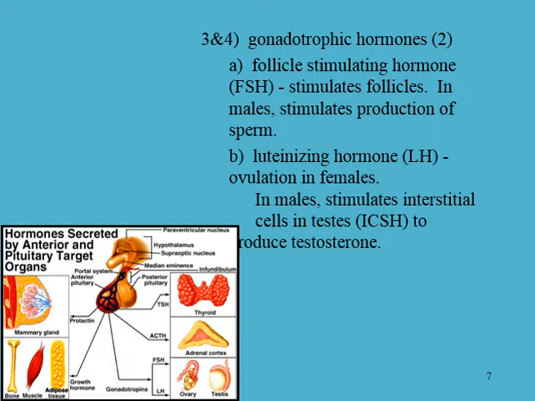In males, it stimulates specialized cells called the interstitial cells of the testes to produce testosterone. Because it stimulates interstitial cells, they gave it another name. It's also called interstitial cell stimulating hormone, ICSH. So ICSH is also called luteinizing hormone, interstitial cell stimulating hormone.